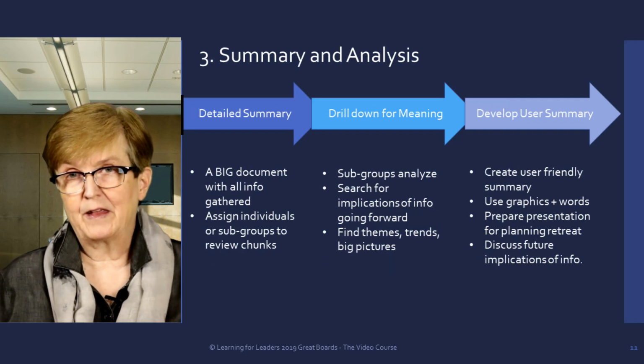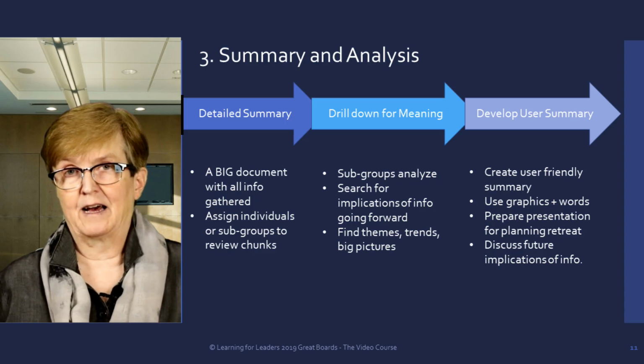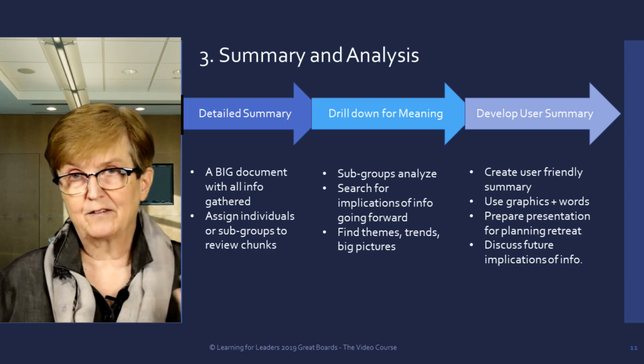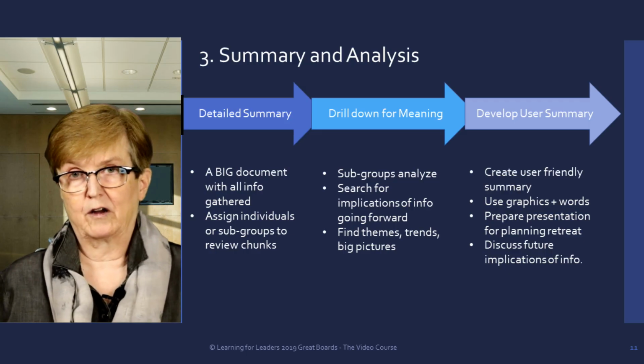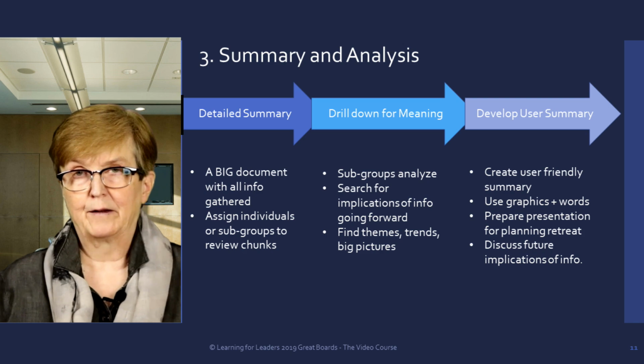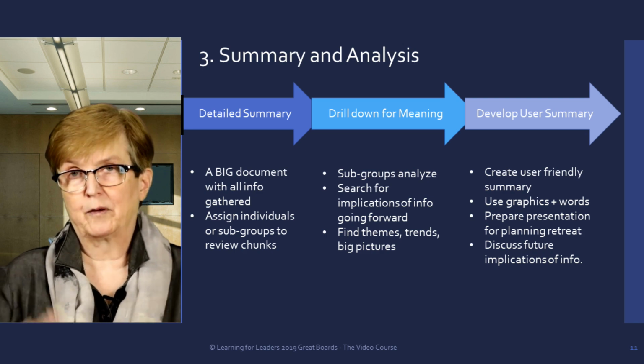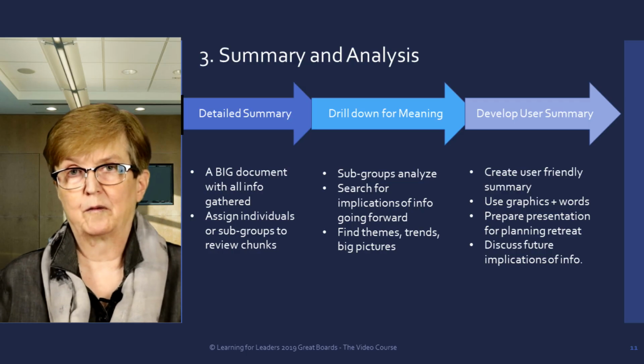All right, the next one, the third one, is summary and analysis. So we do a detailed summary that will be used as our working document, and that's a big chunk of paper, usually 40 or 50 pages long, that takes all the information you've gathered and puts it in one place.